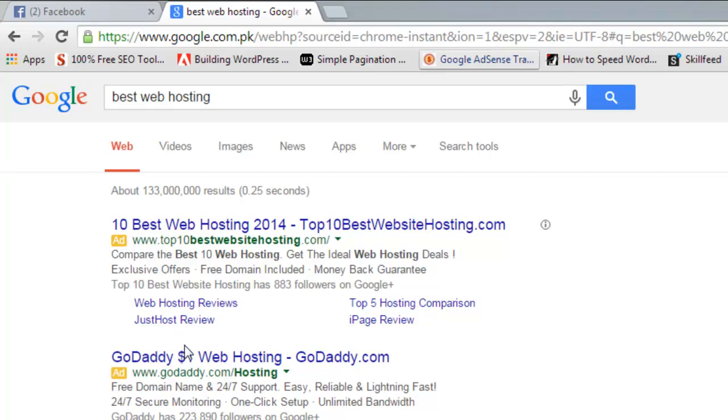These ads are basically being displayed from AdSense by Google, but the companies, top10webhosting.com and godaddy.com, have given these ads to Google using their AdWords account. So you can see these ads here, and I have searched for the keyword best web hosting in Google. That means these advertisers have targeted this keyword. If someone writes this keyword in Google, then show them their ads.